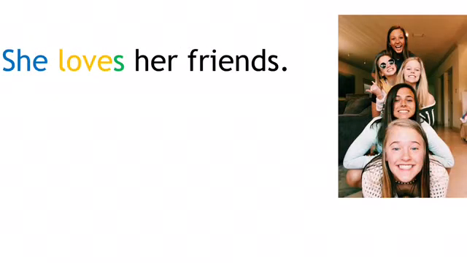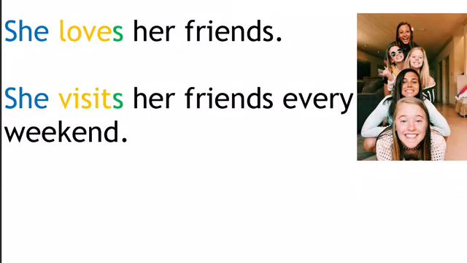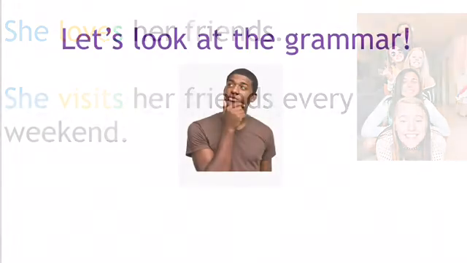She loves her friends. This sentence means that right now, today, in the present, she loves her friends. She visits her friends every weekend. This means that every single weekend she visits her friends. Again, this is a regular activity that does not change. All of these sentences use the simple present tense.